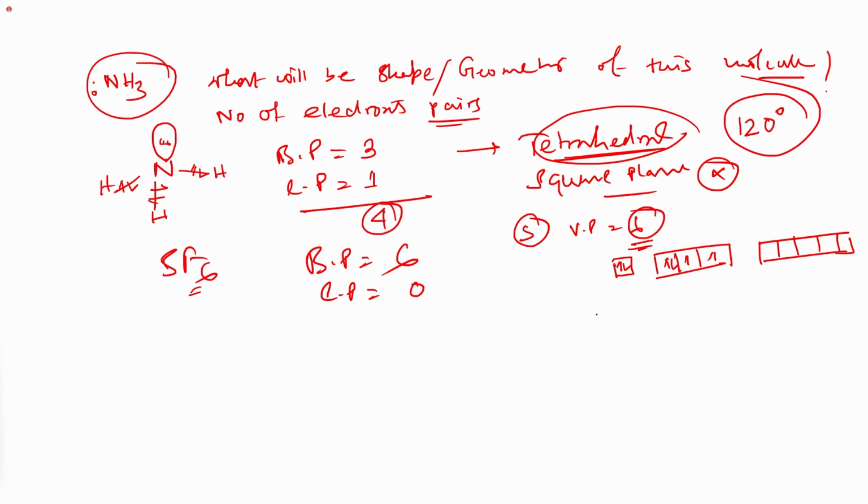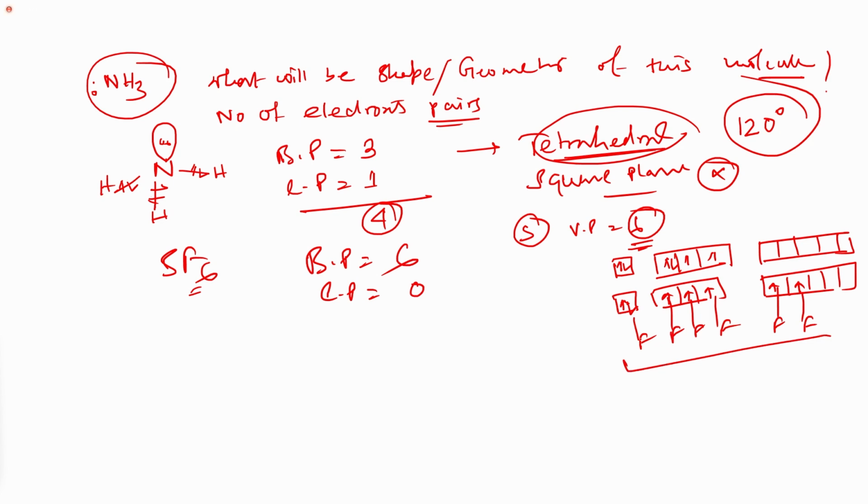But again, due to the presence of fluorine, these electrons will become unpaired. So there will be a fluorine coming, fluorine coming, fluorine coming, fluorine coming. So total 1, 2, 3, 4, 5, 6, which is 6 bonded electron pairs in the valence shell.